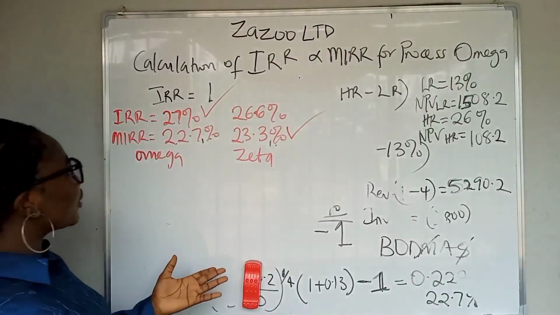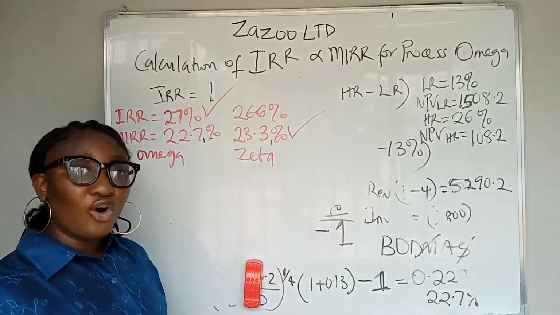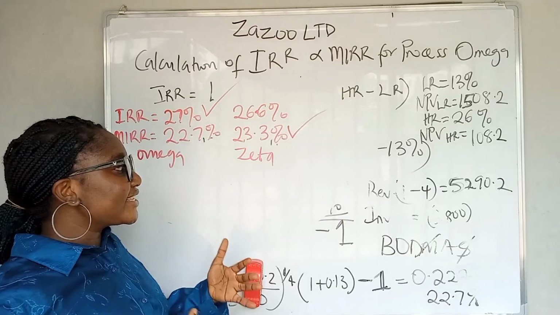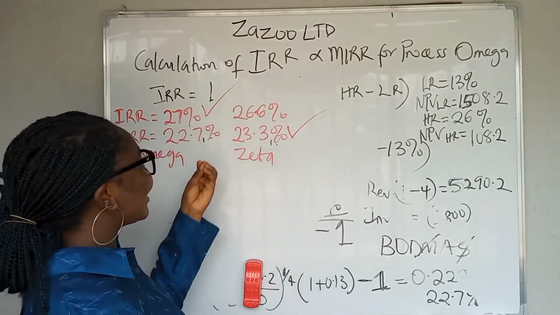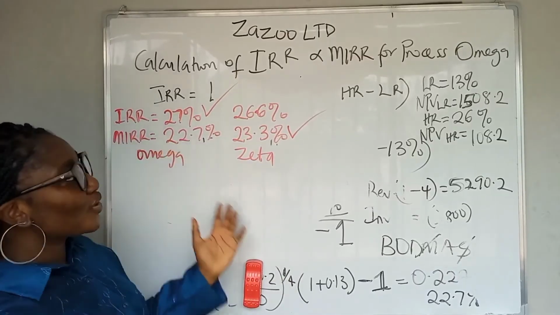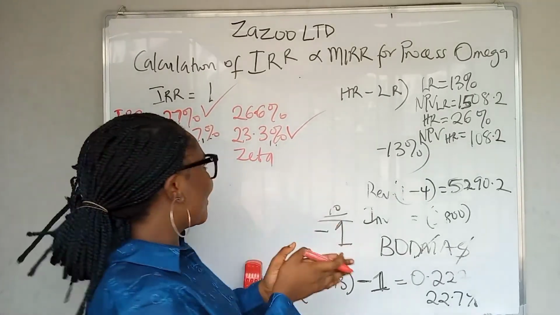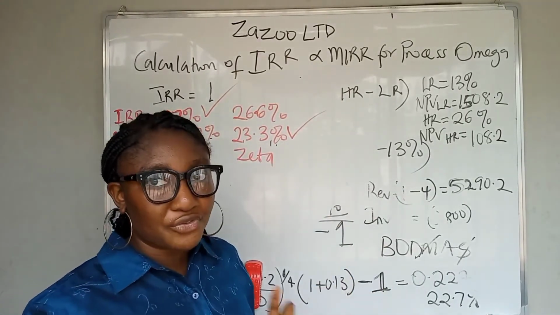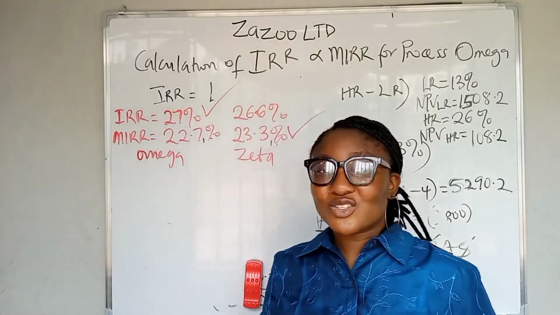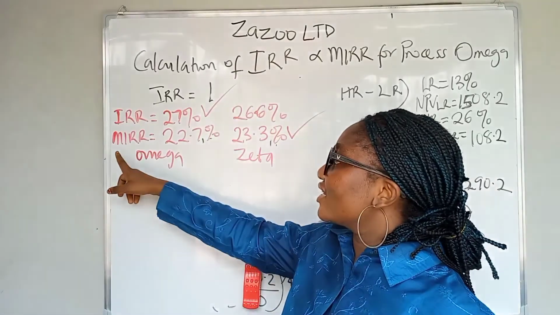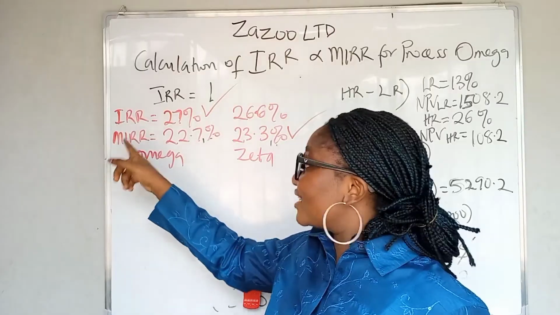Based on the computation of the internal rate of return and modified internal rate of return of process omega, it is recommended that ZASU Limited, if being evaluated based on internal rate of return, should go with process omega. However, if evaluated based on modified internal rate of return, process zeta is preferable. And in the previous class, or one of the previous classes, I had already explained the reason for MIRR, that there's a limitation with IRR.